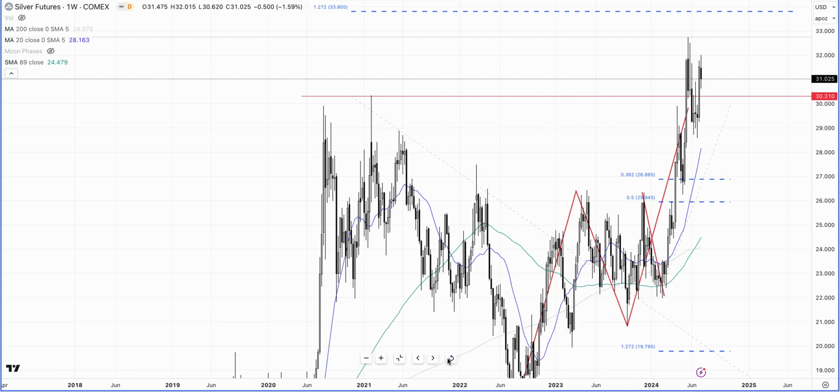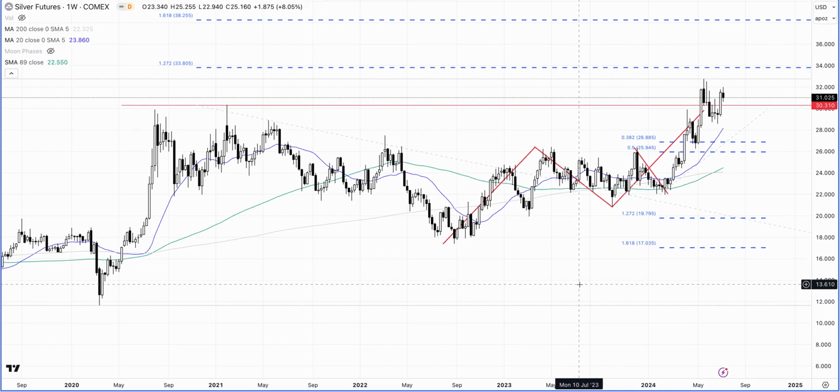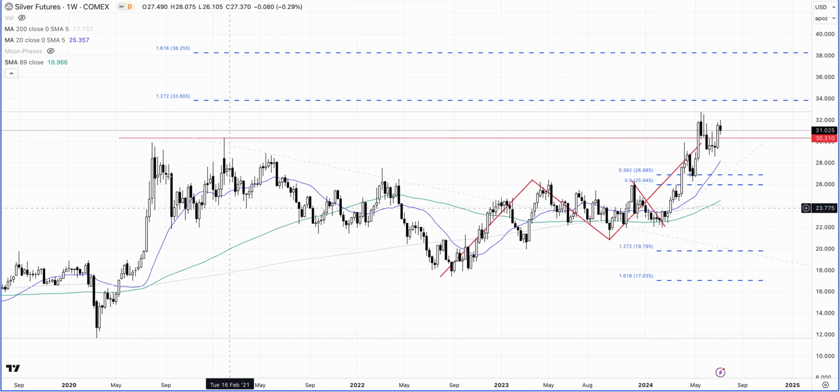Longer term, let's take a look at the weekly chart. We have this whole expansion of this entire trading range. Pretty much you can say from August 2020 to the 29th of August 2022, so about 2 years.